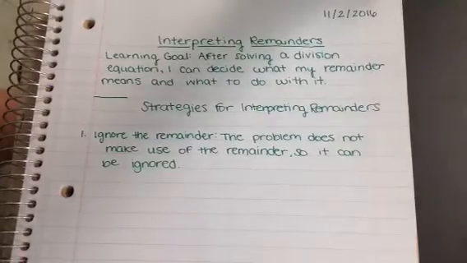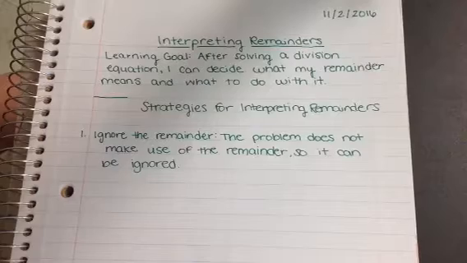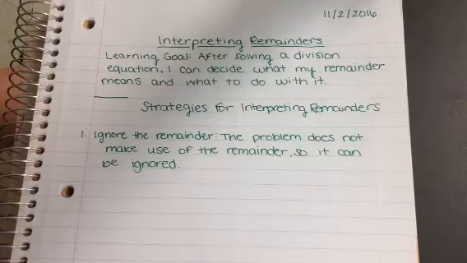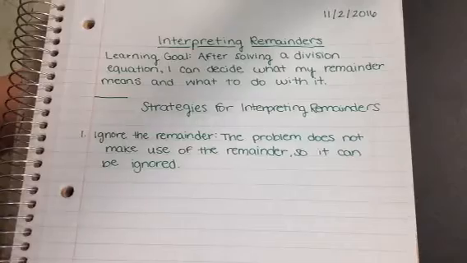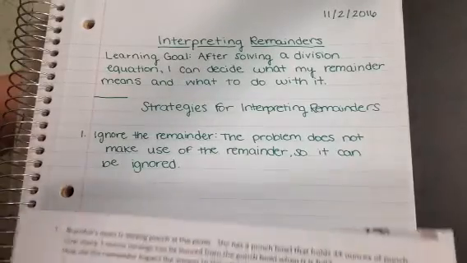Alright, so we're going to be looking at 4 different strategies for interpreting remainders. The first strategy that we look at is called ignoring the remainder. When you ignore the remainder, the problem does not make use of the remainder, so it can be ignored. Here is an example where you might ignore the remainder.